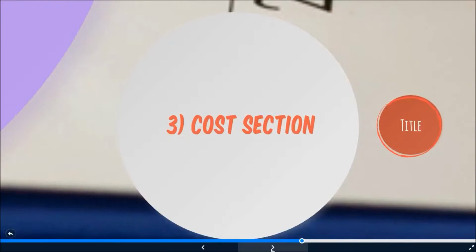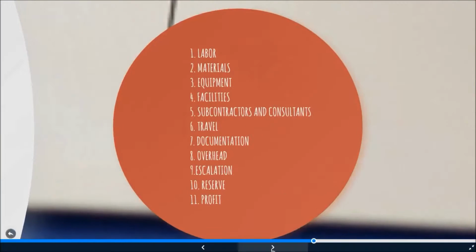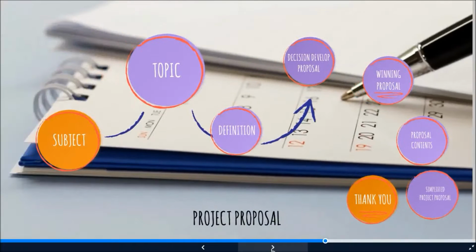Next is the cost section. The objective of the cost section is to convince the customer that the contractor's price for the proposed project is realistic and reasonable. The cost section usually consists of the contractor's estimated cost of elements such as labor, materials, equipment, facilities, subcontractors and consultants, travel, documentation, overhead, escalation, and also reserve and profit.